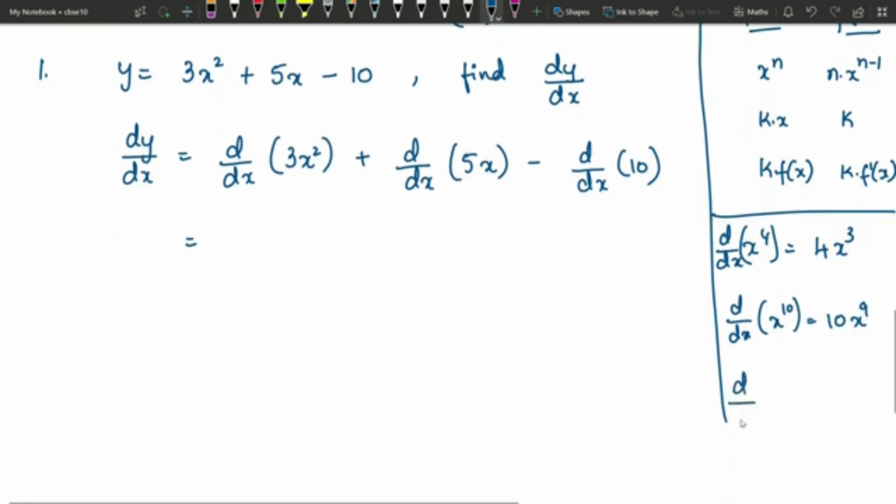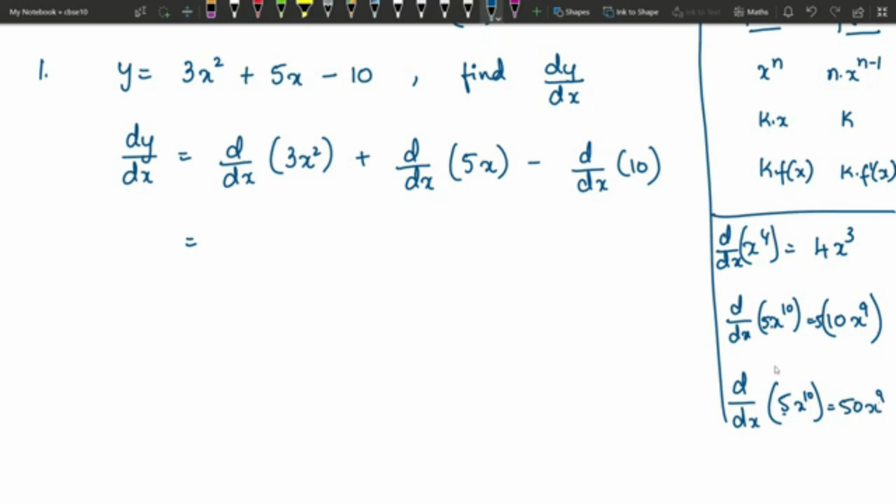If you have a coefficient, say something like 5 into x power 10, then your answer will be 5 into 10 into x power 9, which you can write directly. If you have a coefficient, multiply this coefficient with the power. 5 into 10 is 50. Then for x, write one number less as power.